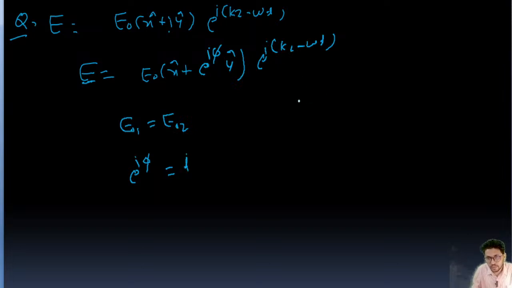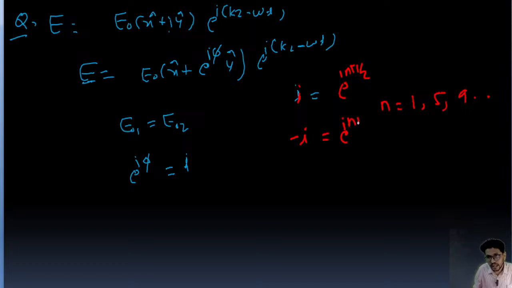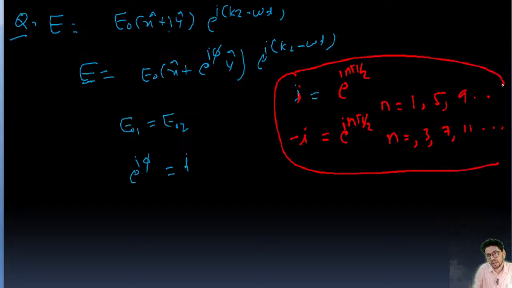Here, very important guys, you need to note this down, I'm going to write it in red. The value of i is e to the power i n pi by 2, where the value of n is 1, 5, 9, and so on. If minus i is here, then it is e to the power i n pi by 2, same expression, but the value of n is going to be 3, 7, 11, and so on. This is very important guys, note it down.